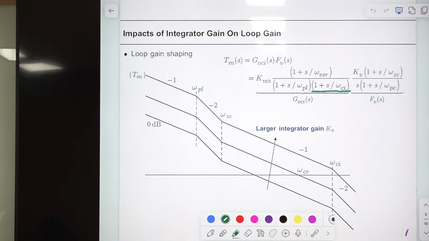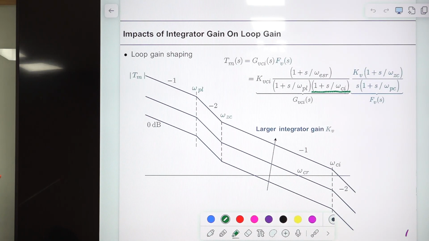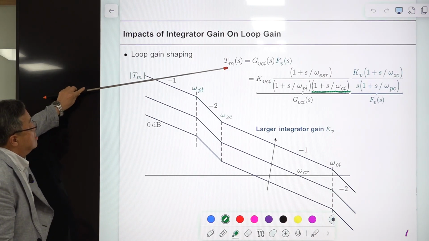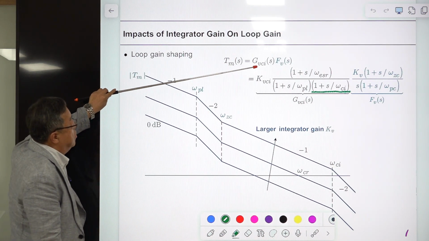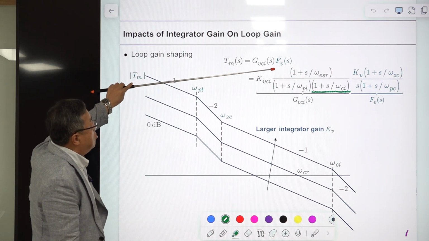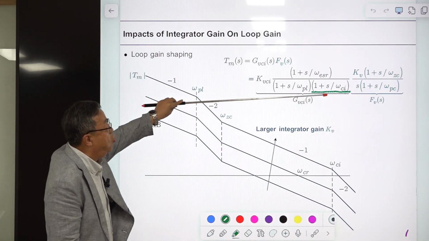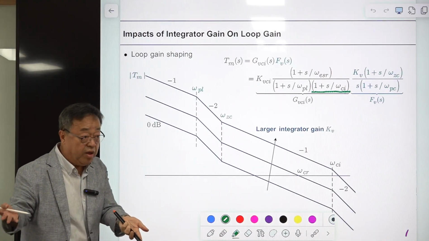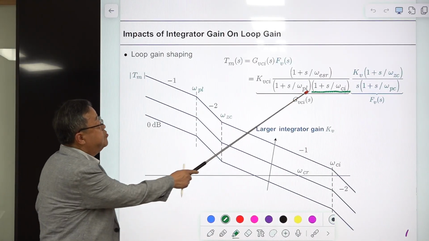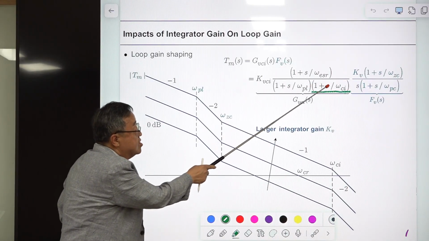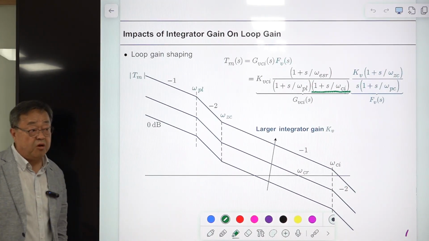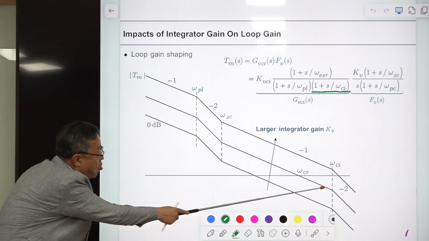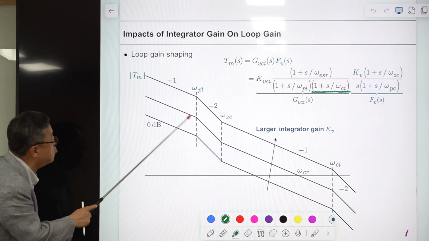All right, okay. This is the plot of the loop gain, and this is the expression of the loop gain. G VCI is the control to output transfer function with the current loop closed. Because we are using this classical model, there is no double pole at the half switching frequency, but we have this single pole at the current loop crossover frequency. So this is one case of the asymptotic plot of the loop gain.